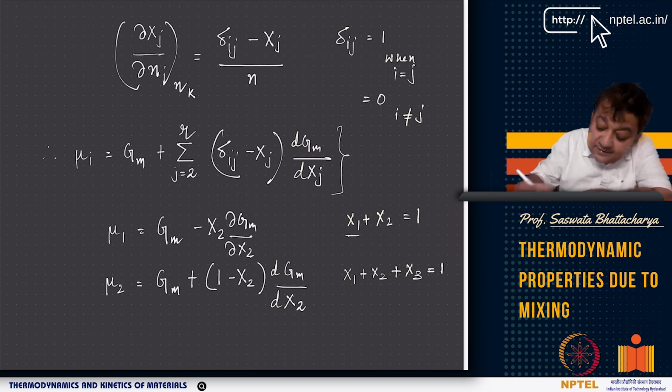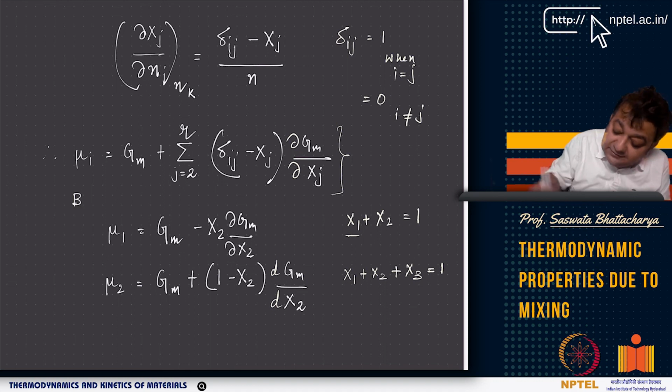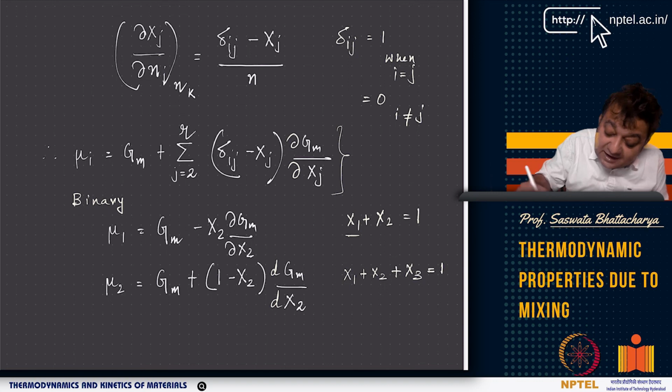If you look at multicomponent systems where the number of components is greater than 2, then this is fine, because one of the x's is a dependent variable and all other x's are independent. But now let us look at a binary. So here, for the same formula, I am talking about the binary case. This is the generalized formula.